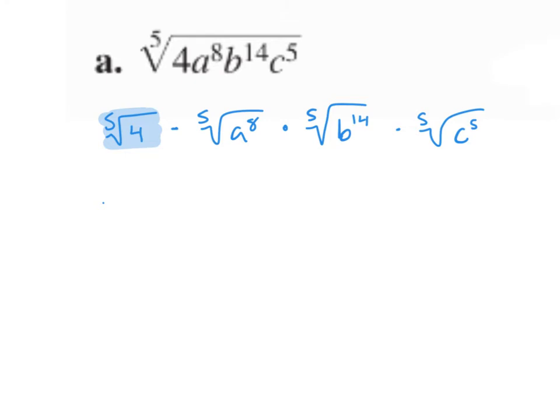Now we want to do the 5th root of a to the 8th power. One way we can do this is we can write out all of our a's. We have 8 of them, so 1, 2, 3, 4, 5, 6, 7, 8. We circle our groups of 5. 1, 2, 3, 4, 5. So we're taking out 1 a, and how many are we left with on the inside? 3. So a to the 3rd power.